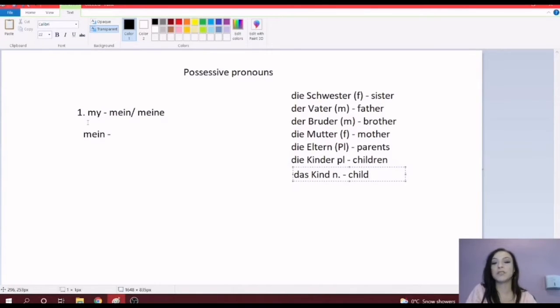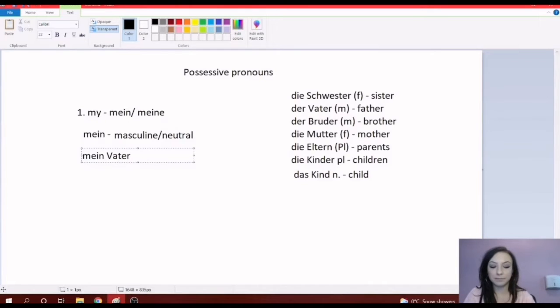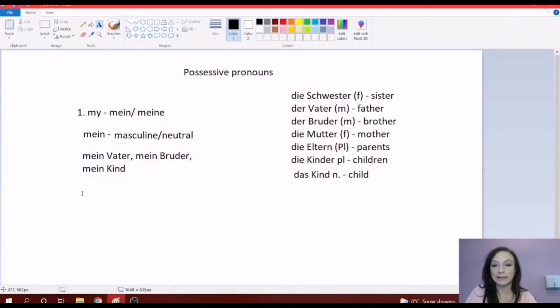So mein, the first form, would be used if the nouns are masculine or neutral. Okay, so basically it depends, and you have to know the gender of the nouns, or you cannot put the correct possessive pronoun. So in this case, it would be mein Vater, mein Bruder und mein Kind. Okay, so like my father, my brother, my child.